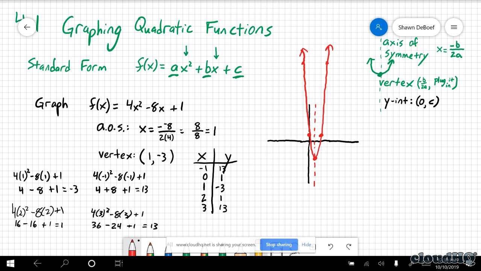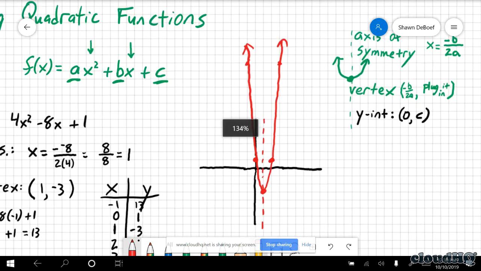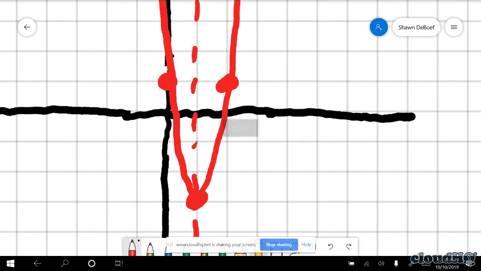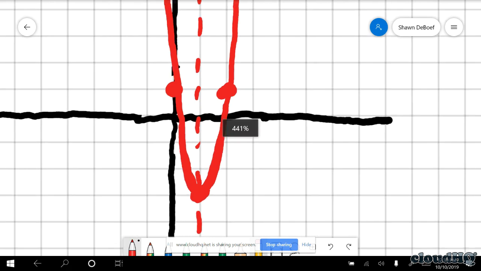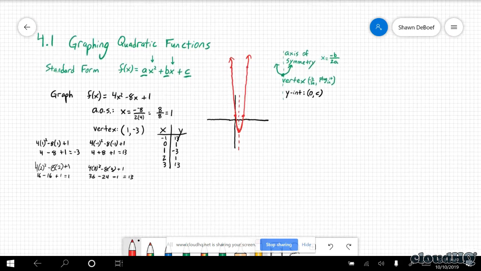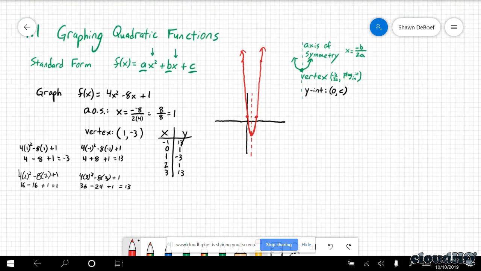remember this is a parabola. It's a U shape, not a V. If you zoom way in to your vertex, it really should not be a point. It should be curved, even right there. So do your best to draw it so we don't get into a point. Now, I'm not going to zoom in on yours, but understand it should not be a sharp point.